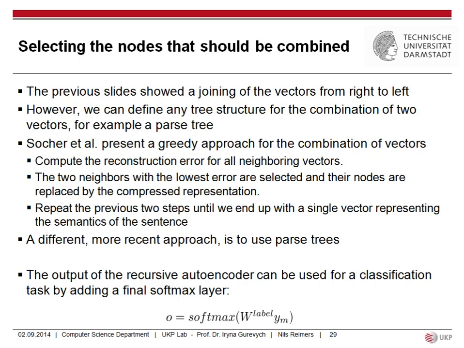In his later paper, you can define any tree structure. In his later paper, he uses a syntax tree. So he uses a parse tree and then goes along the parse links, the dependency links, to do the combination of words. Using a parse tree has the advantage that you can get really sound linguistic information into your tree structure. The disadvantage is that you need a parse tree. And another advantage of a parse tree is that you can do annotation for the labels.